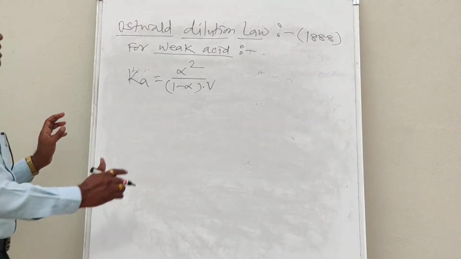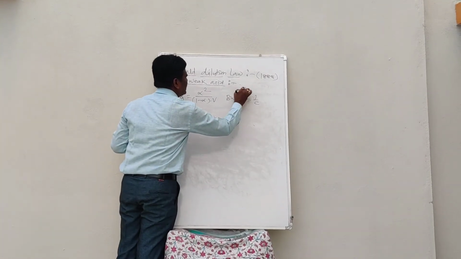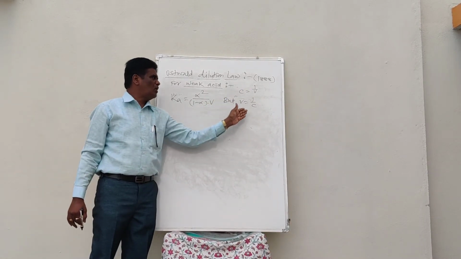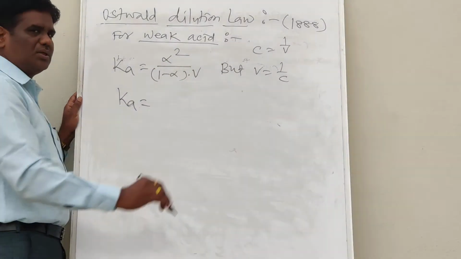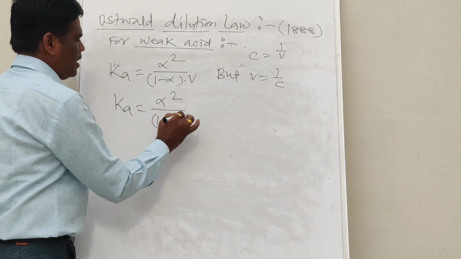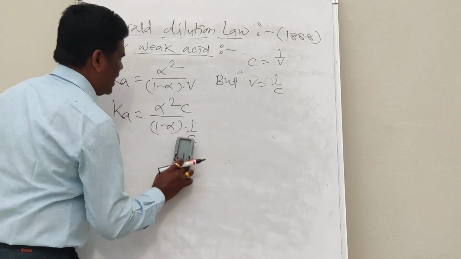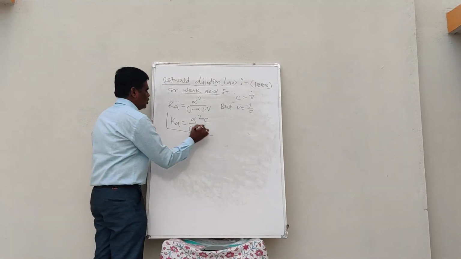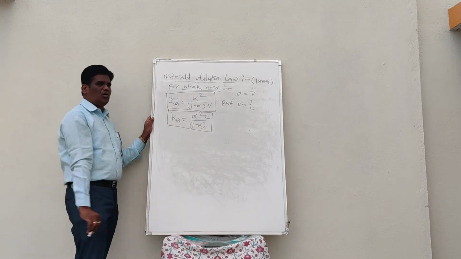But you know that V is equal to 1 by C, because C is nothing but the number of moles divided by volume, 1 by V. Therefore V is equal to 1 by C. You have to substitute this value in this equation. Then this equation becomes Ka is equal to alpha square upon 1 minus alpha into 1 by C, which means this C will go to that side and it becomes alpha square C upon 1 minus alpha. So this is the second formula of Ostwald dilution law.